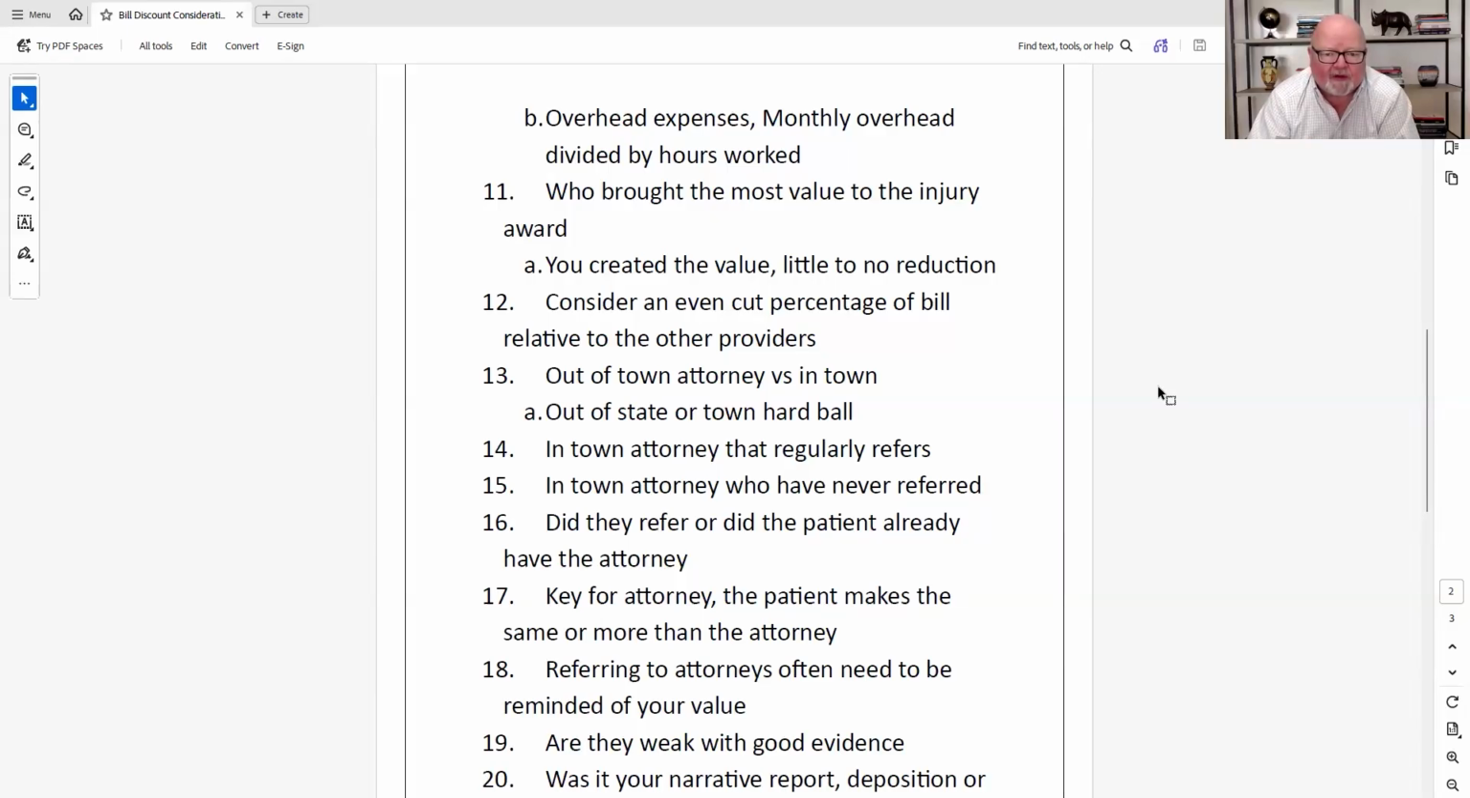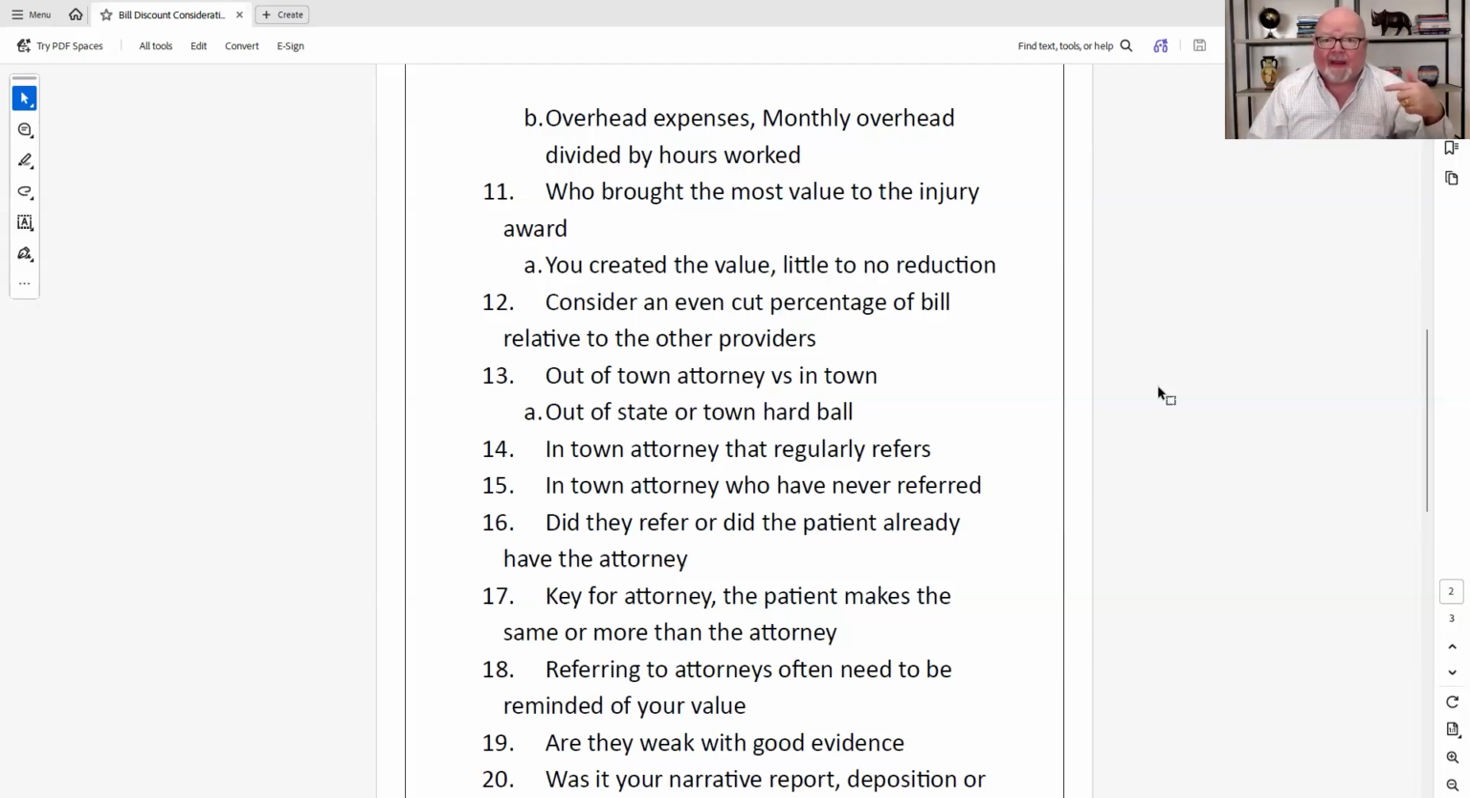Okay, so who brought the most value? We talked about that. Consider an average. We talked about considering an even-cut percentage of the bill relative to the other providers. We talked about out-of-town attorneys. Play hardball with the out-of-town attorneys, if you're not going to see them again and they didn't refer.